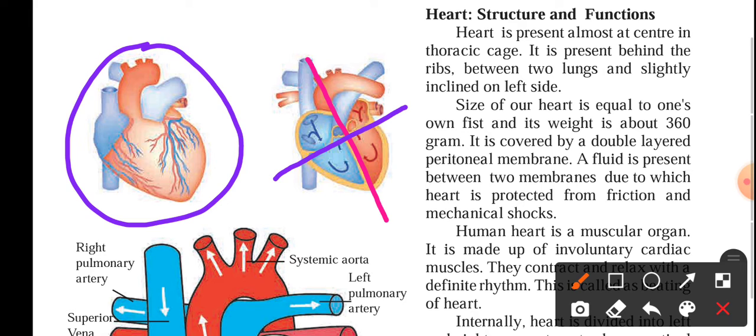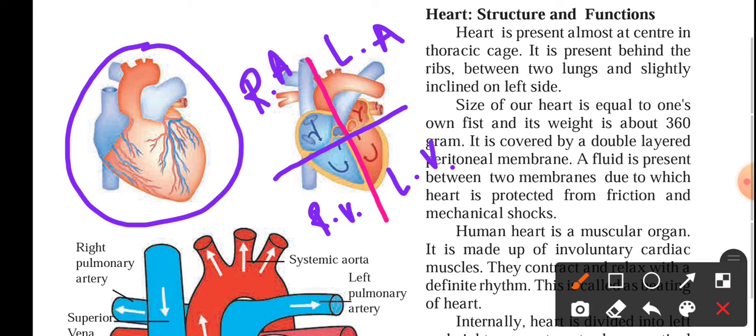The upper part we call the atrium. So this is the right atrium. This is the left atrium. In the same way, the lower portion of the heart has the ventricles. So this is your right ventricle and this one is your left ventricle. So these are the four chambers we have in the heart.